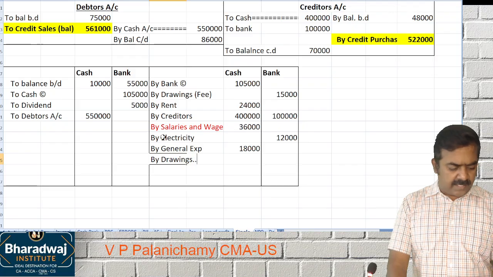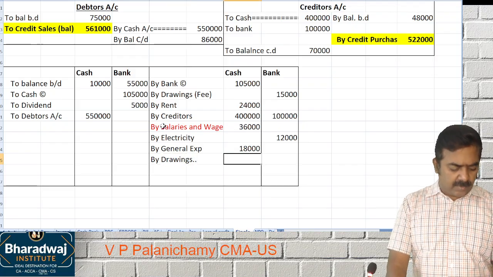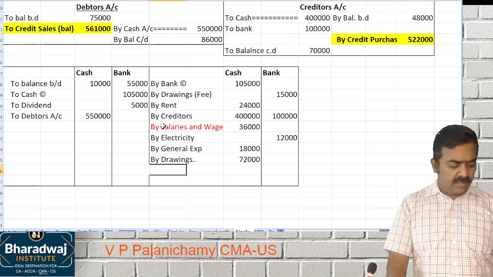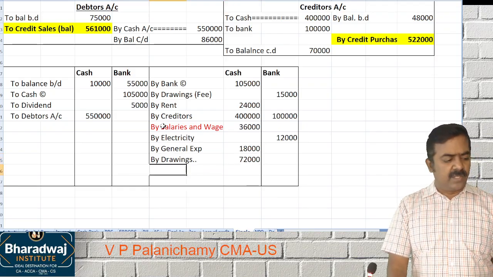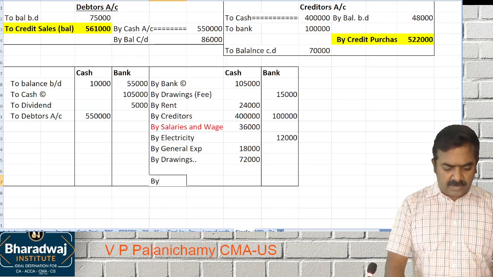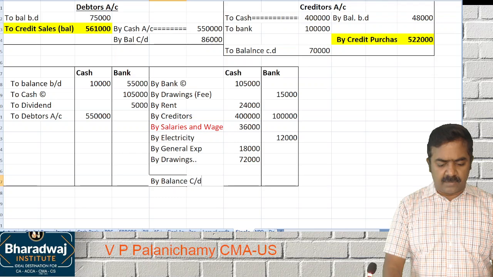Every month by cash, 600 into 12. 600 into 12 how much? 72,000. No other data available. As of now, only this much data available. We can close it. You will get by balance carried down.